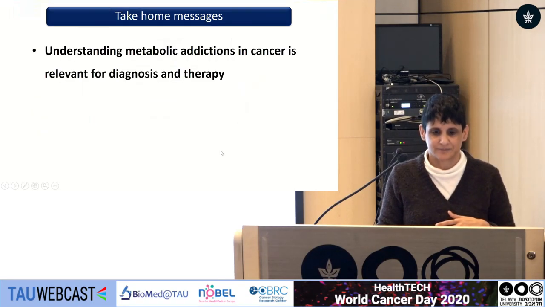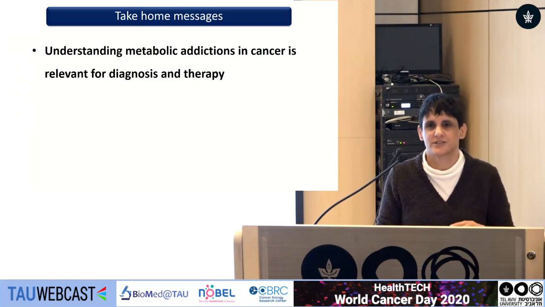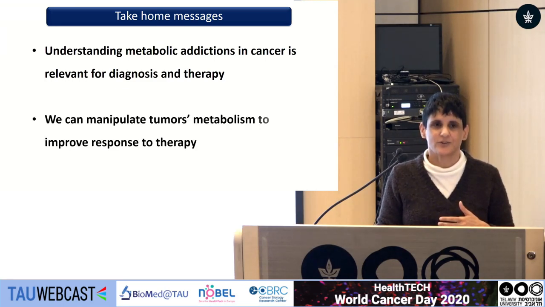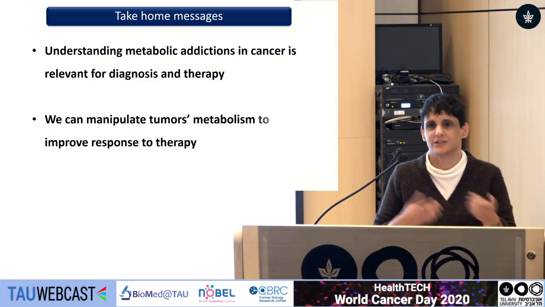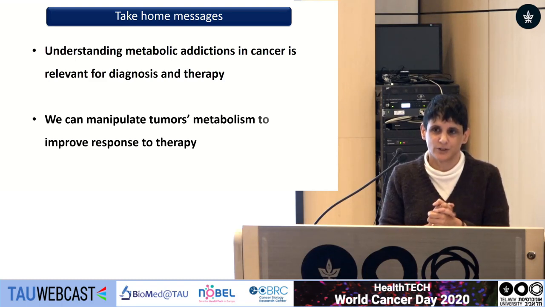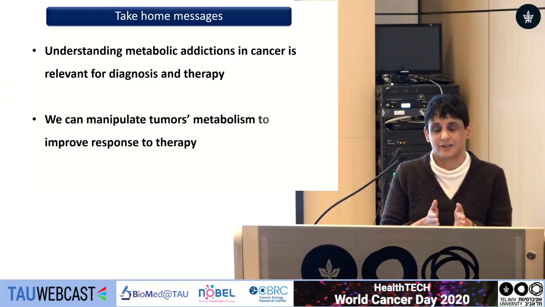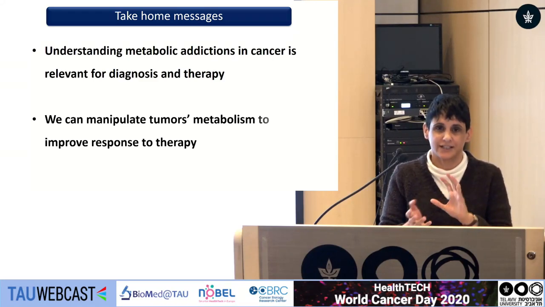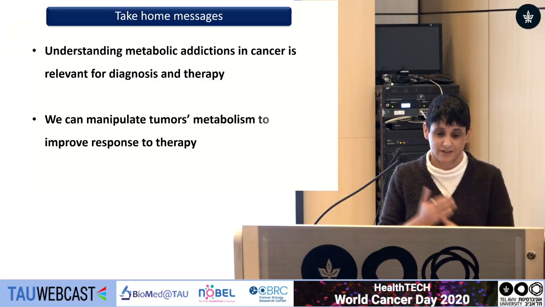So the take-home message that I want to leave you with is that if we understand cancer metabolic addiction, it can be relevant both for its diagnosis and for therapy, and also that we can manipulate tumor metabolism. And then we don't care about this mutation or that mutation. The whole cancer that now survives this metabolic perturbation will now be sensitive to the drug that we want to use. So we generate an Achilles heel that we can now target with the therapy that we're interested in.